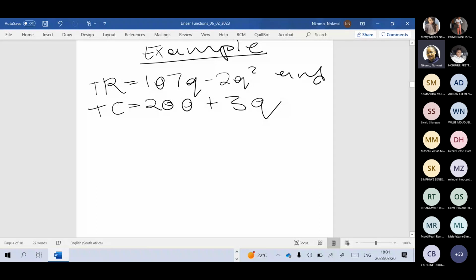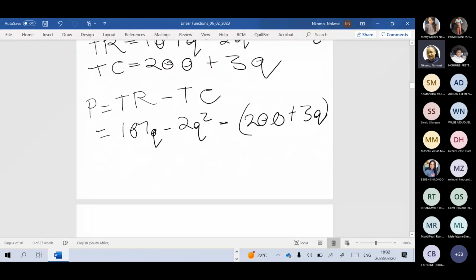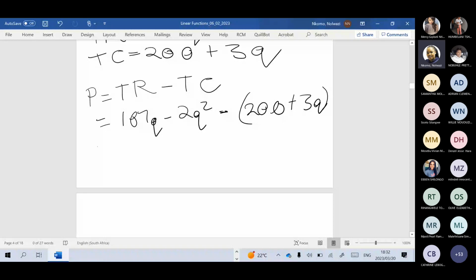From chapter 1, you know that profit is equal to total revenue minus total cost. Our total revenue is 107Q minus 2Q squared, and our total cost is 200 plus 3Q. I will first multiply everything in the brackets with the negative. If I do that, I will have 107Q minus 2Q squared minus 200 minus 3Q.